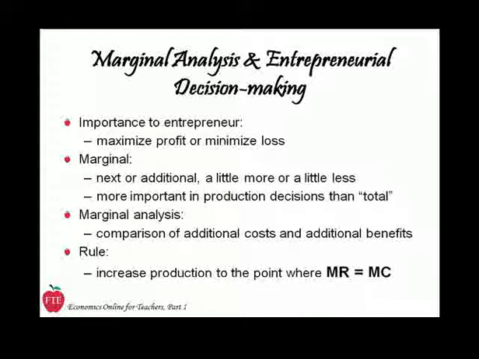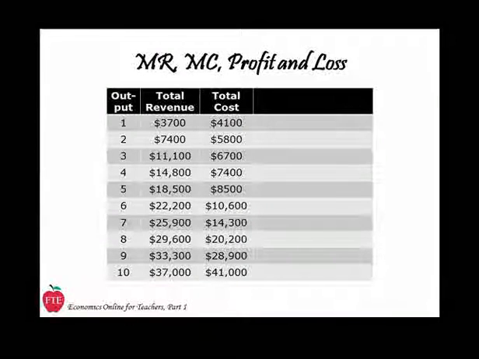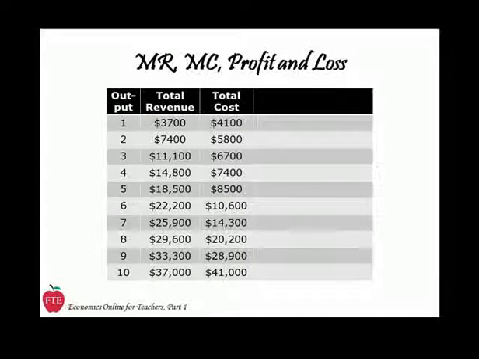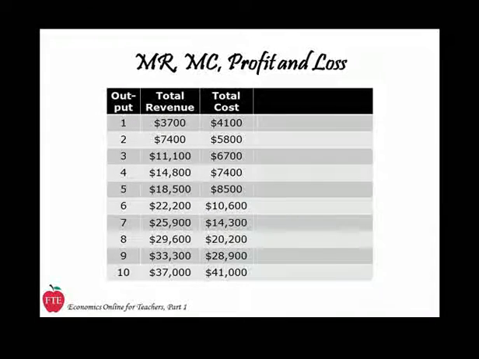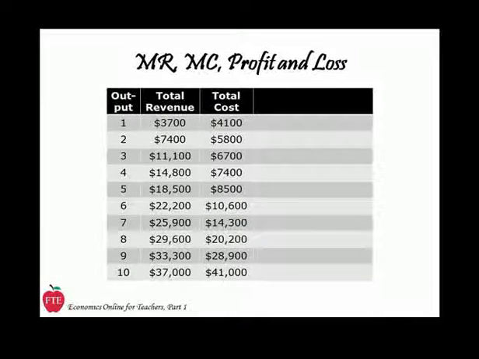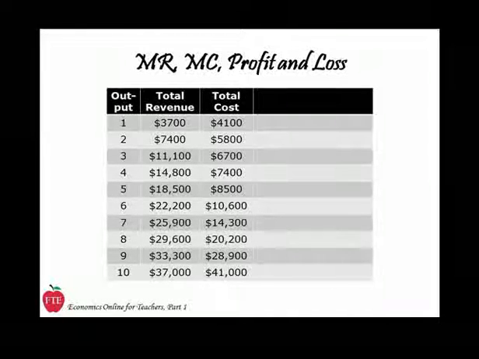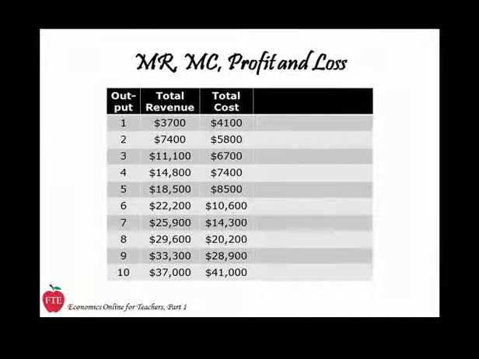Here's how it works. The slide you see in front of you is an example of cost and revenue data for a firm. In this chart, different levels of output are represented in column 1. Total revenue at each level of output, that is, the amount of money the firm brings in from sales, is in column 2. And the total cost of that production is in column 3. Now, this is a competitive firm that can sell all it produces for a price of $3,700 per unit. So, if the firm can sell everything it produces, why doesn't the owner just keep increasing production?